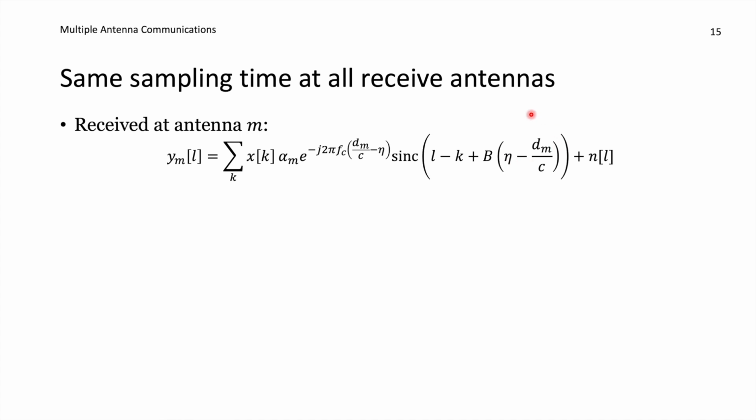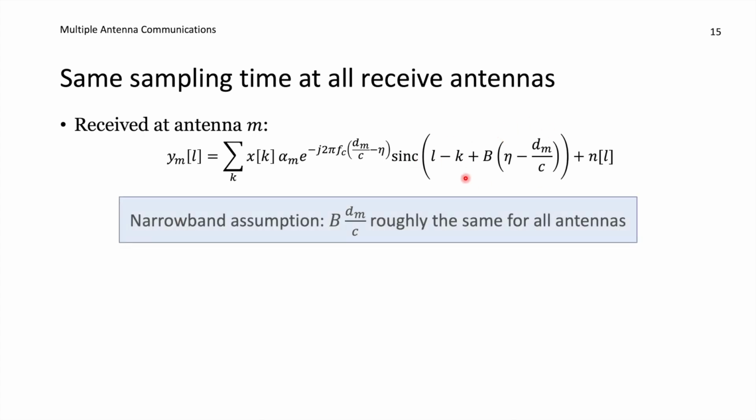And since the distance dm is typically different for every antenna, we cannot select eta to be precisely equal to dm divided by c for every antenna. We can only do it for one antenna. However, if the differences in the distances are fairly small, we can still find one eta that is close enough to all of the dm terms so that b times eta minus dm divided by c is something that is negligible compared to L minus k. And that is called a narrowband assumption.